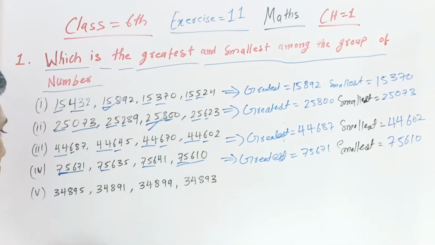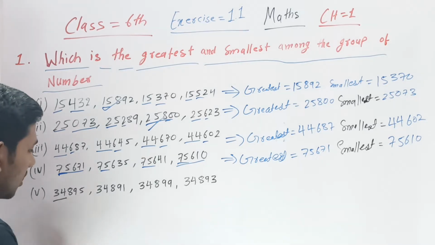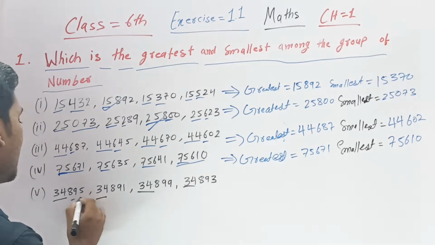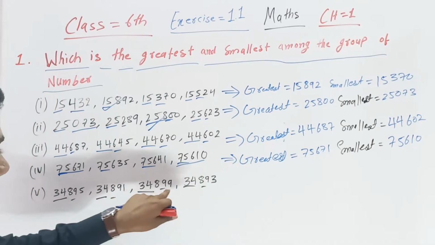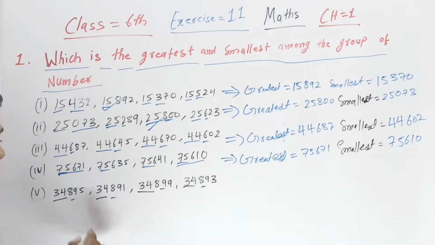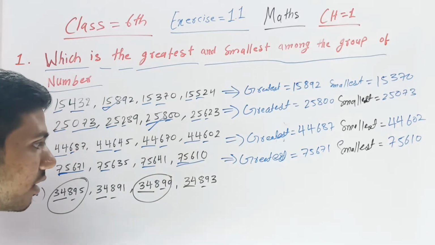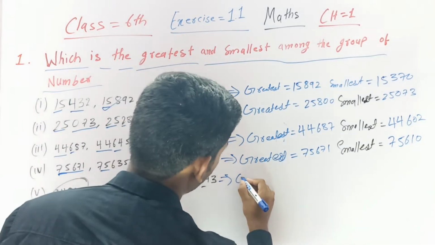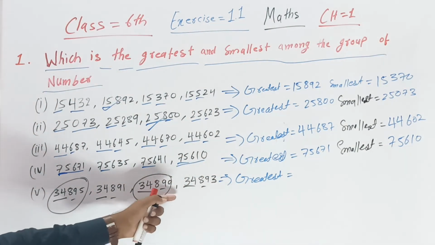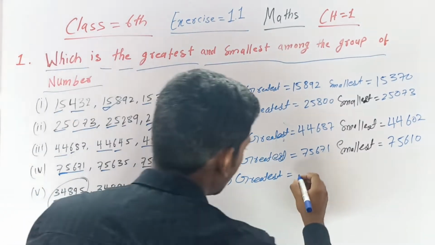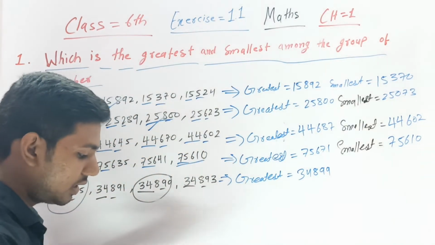Okay, so now let's talk about the last one. This is 34,000, and 800 is the same. Then 95, 91, 99, 93. Which is greater in that? 34,895, otherwise this one 34,899. Which is greater? Obviously 34,899 is the greater one in that whole group. So here 34,899 is greater.